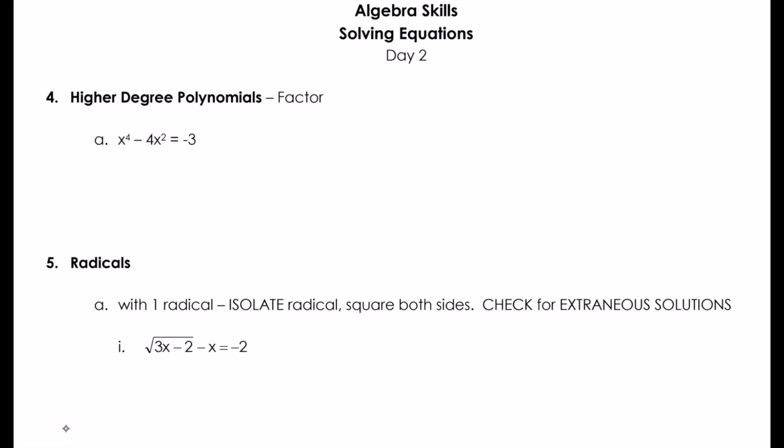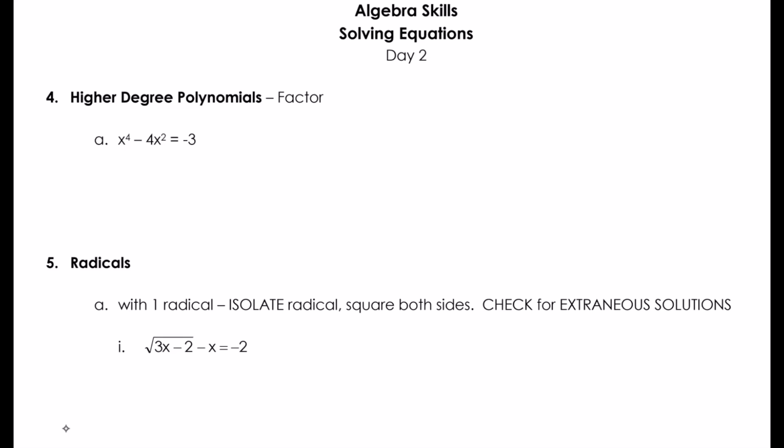Today's lesson is day 2 for solving equations. Yesterday we began solving equations with reviewing how to work and solve linear equations, how to work with quadratics and solve them, and also how to solve irrational equations. Today we're going to look at higher order polynomials, radicals, and absolute value.